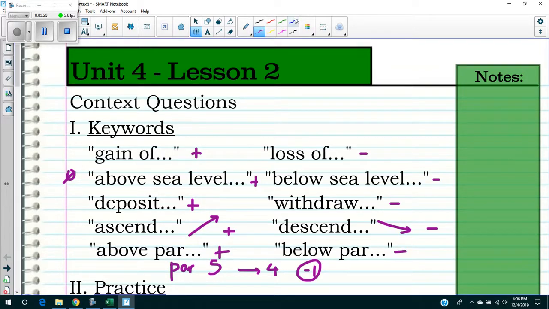Now, what happens if you are playing a round of golf and the par is 5 and you shot a 5? What do you think your score would be? You get a 0, which is not bad, all right? Some of you might think getting a 0 is a terrible thing. Not in golf. In golf it means you're okay, you're average. So at par means 0. Whereas sea level earlier was 0, when you're on par, that means you are at 0.